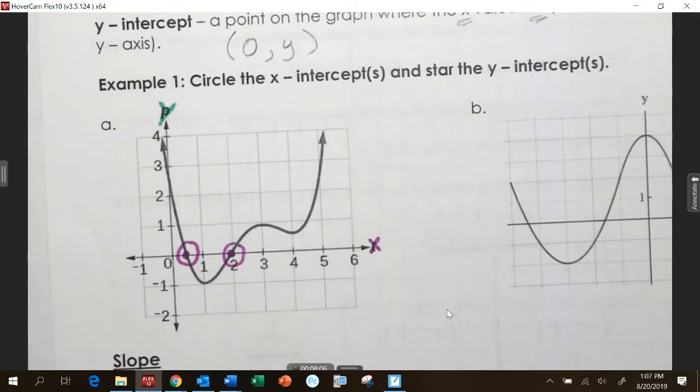Yes, Devin? Oh, you were going to tell me the answer. We just need to circle it. So what I did, it kind of looks like eyeballs. I put a dot and then I circled it.